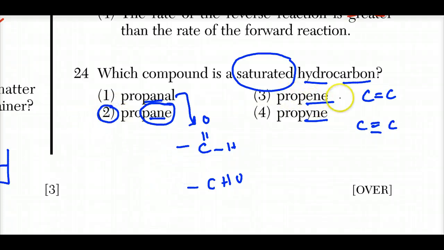Again, the ene from table Q is the double bond. The yne is a triple bond. This was a close second, but again, not as saturated. Besides, what does hydrocarbon just mean? Yeah, hydrogen and carbon. Propanal has an oxygen, so propane, number 2, is the best answer.